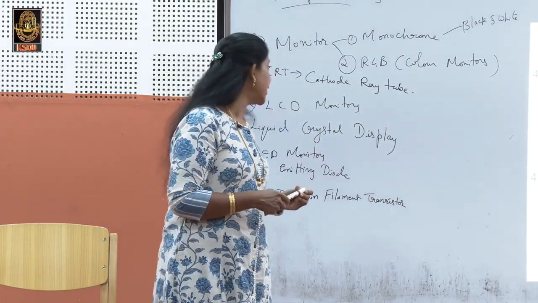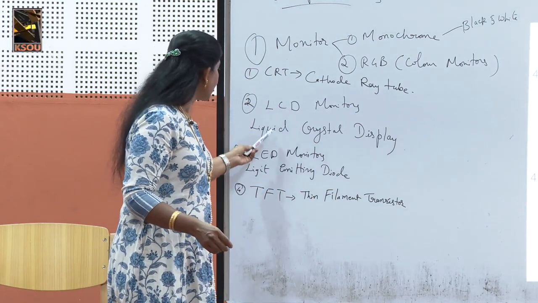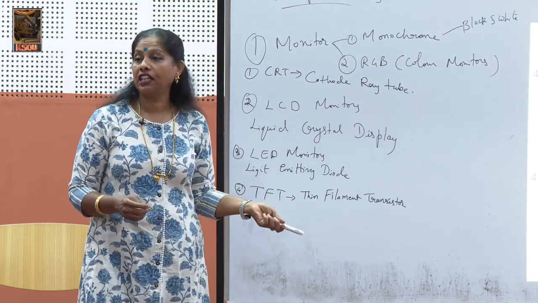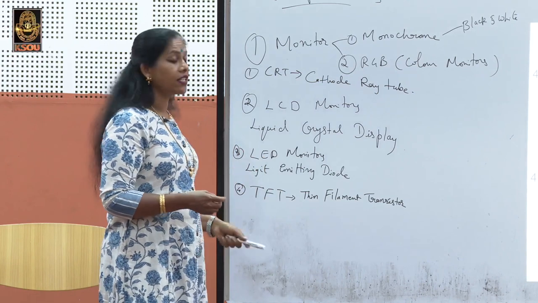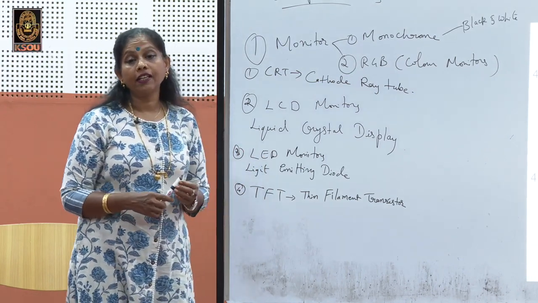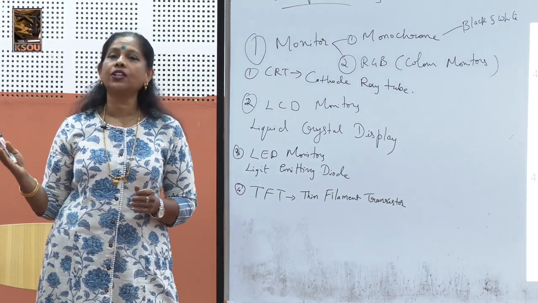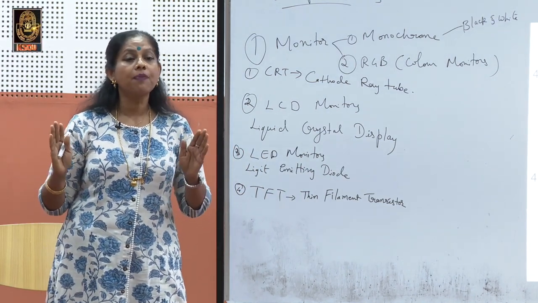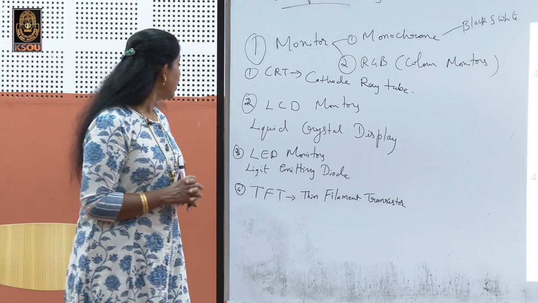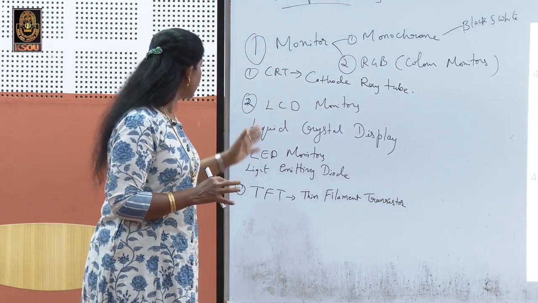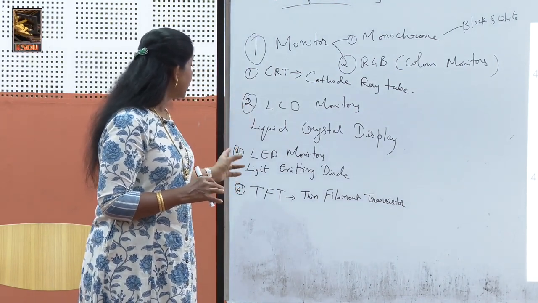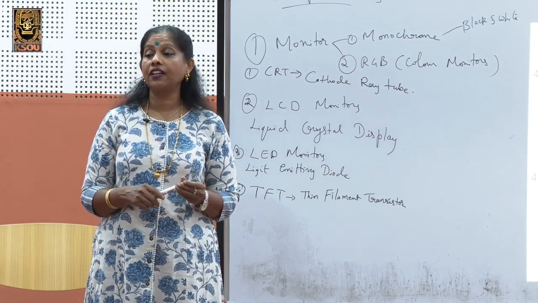Okay, if you buy, LCD is the cheapest when you compare to LED and TFT. Next, costlier is LED, light emitting diode. Whichever corner you watch the TV from, you can nicely see the images. Okay. So here, LCD, LED. Next is TFT. What does TFT mean?